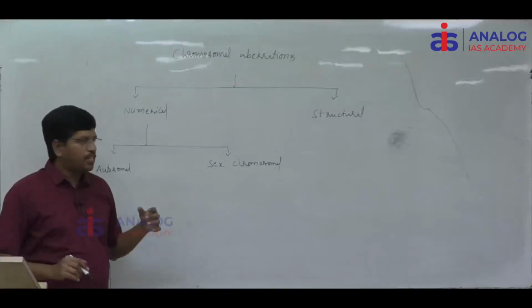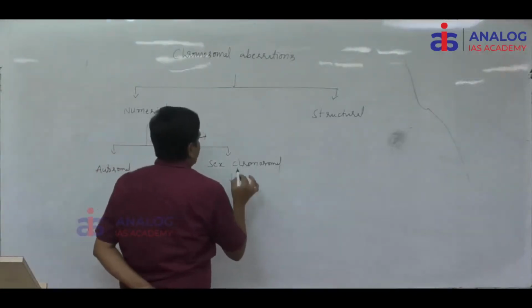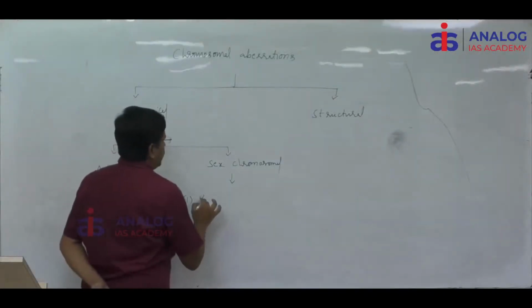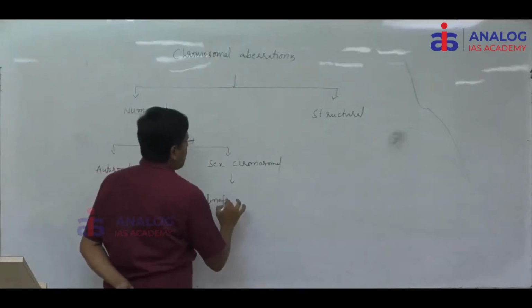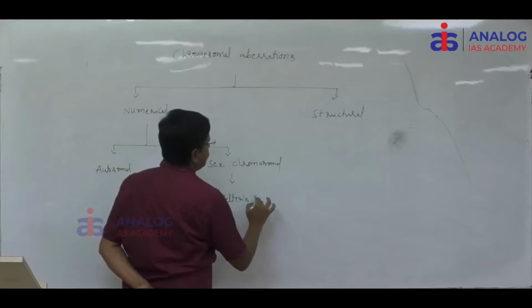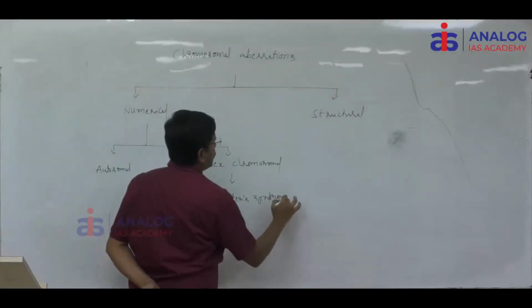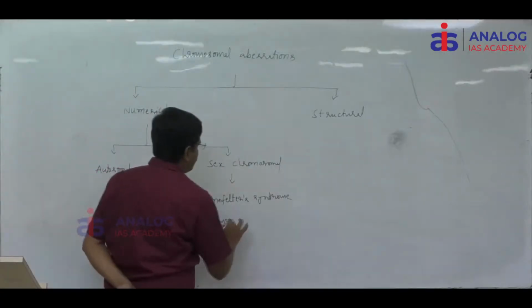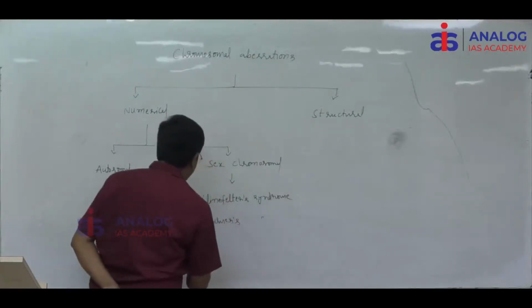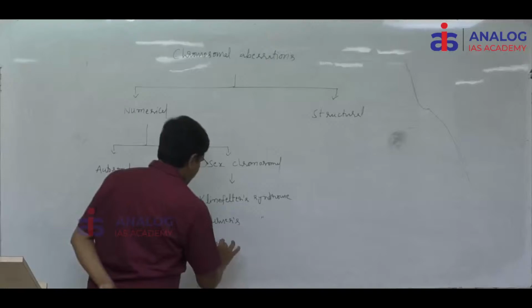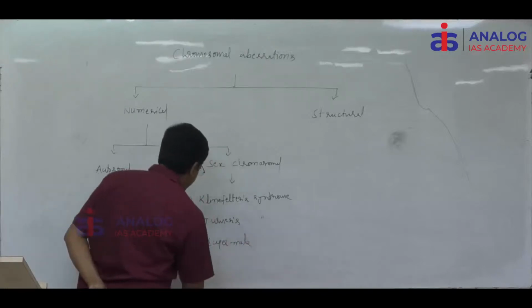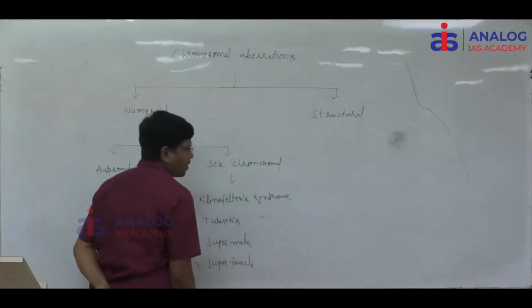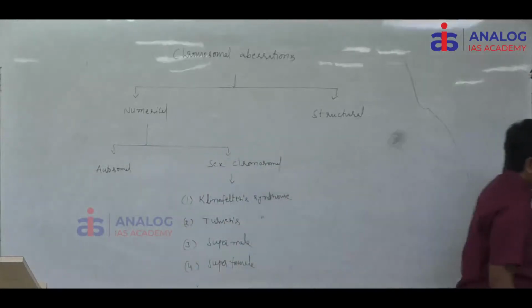In sex chromosomal aberrations, I told you that there are four varieties. One is Klinefelter's syndrome, then Turner's syndrome, super male and super female.